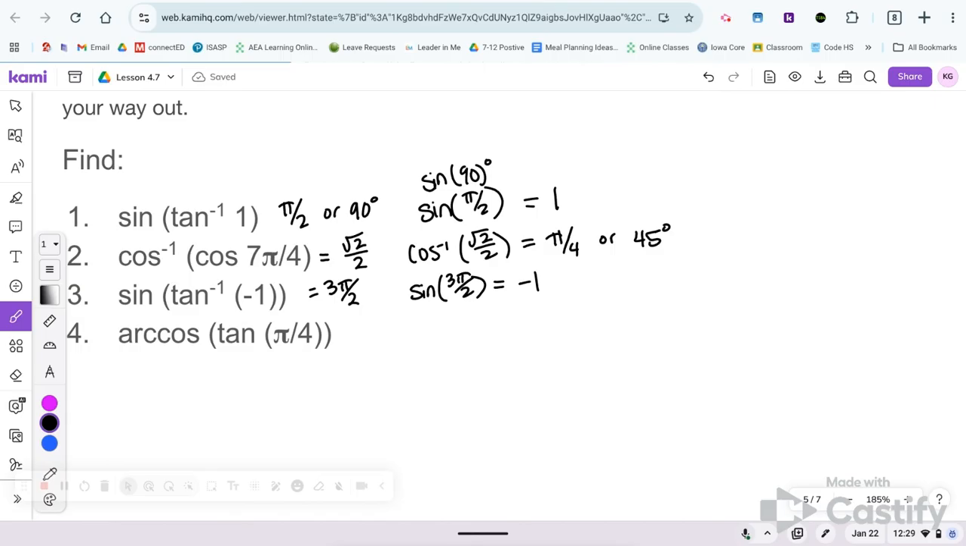The last one wants me to do the tangent of pi over 4. The tangent of pi over 4 is 1. And then we see that arc cosine, and that just means the inverse cosine. And where's the cosine 1? It is at 2 pi or 360 degrees.